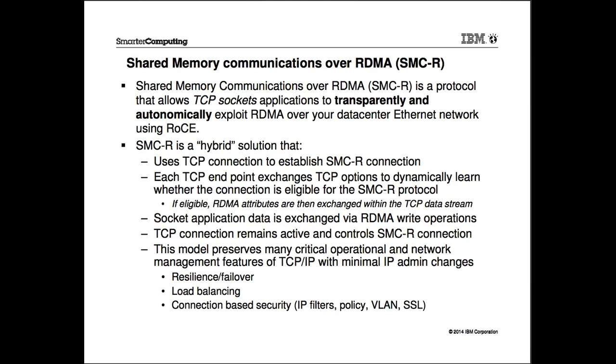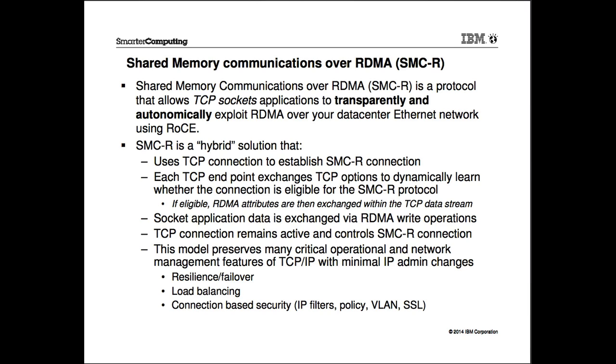Now SMC-R is a hybrid solution, which means we didn't dispense with TCP completely. You start off with a TCP connection. Once the TCP connection is made, the stack negotiates RDMA attributes over the TCP connection, and if the negotiation works out, then socket application data is exchanged via RDMA writes. The TCP connection remains active as a way of controlling the SMC-R connection.